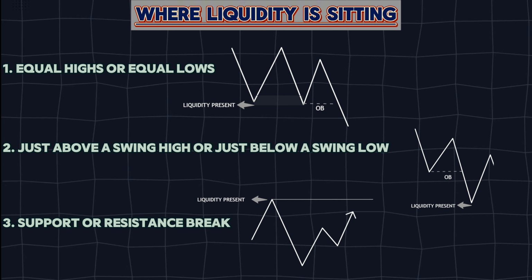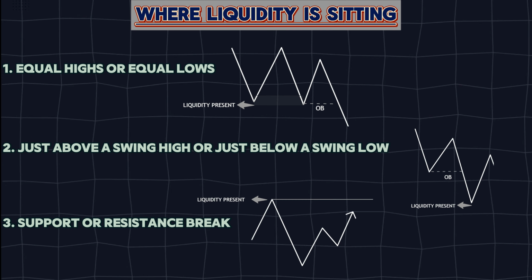Smart money or big institutions push the price slightly above those highs to hunt those stop losses. This collects liquidity. After that, price often reverses in the opposite direction. Just above a swing high or just below a swing low, if price creates a clear swing high, retail traders who sell at that point usually place their stop loss just above it.